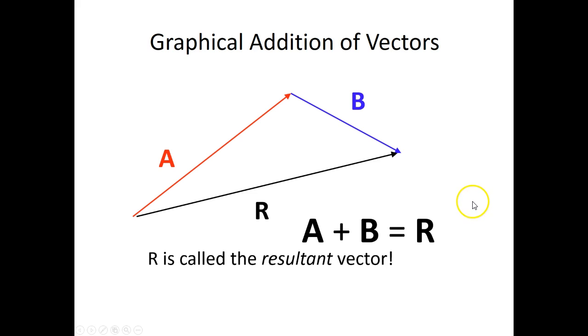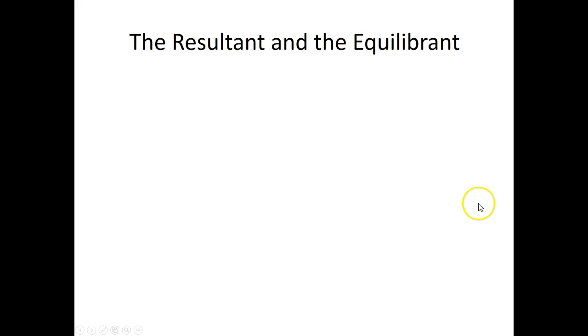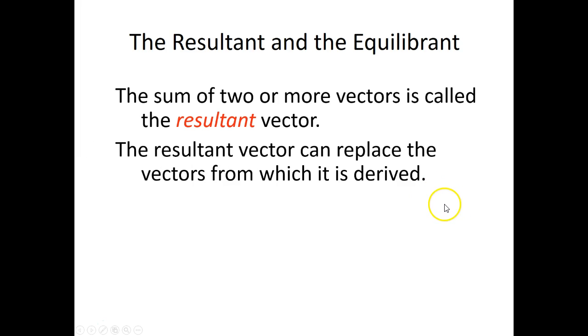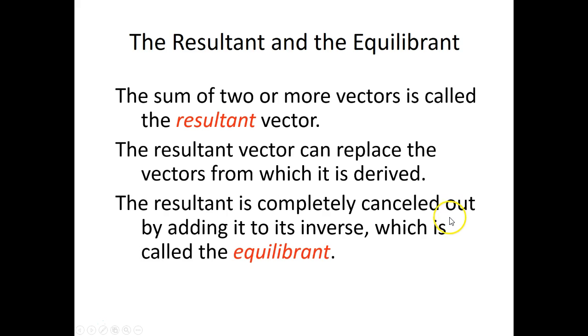R is what we call the resultant because I've added the two together. If I want to know what the equilibrium is, so if I sum two or more vectors, we do call that the resultant. The resultant can replace the vectors from which I took it. And if the resultant is completely canceled out by adding its inverse, then we call that thing the equilibrant.